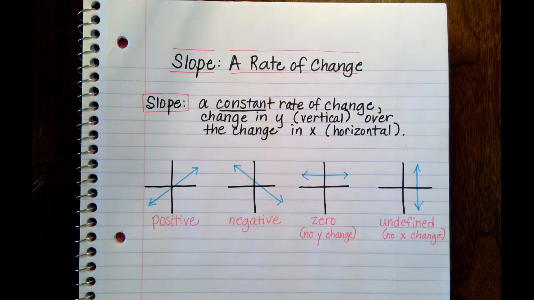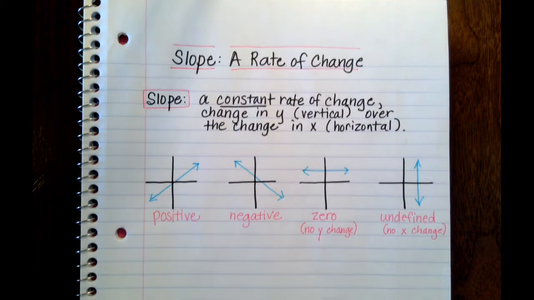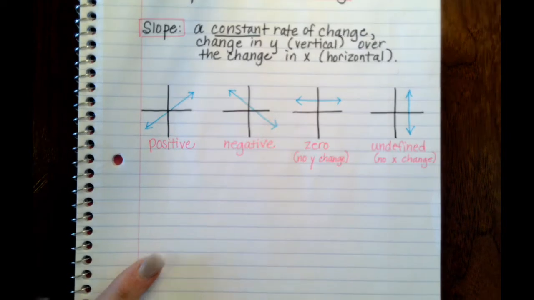So let's look at some graphs, and what we're going to do is talk about how to actually find the slope of a line. So what is the rate of change in that line? What's happening over and over and over again to that line as we move from left to right? So let's set up example number 1.